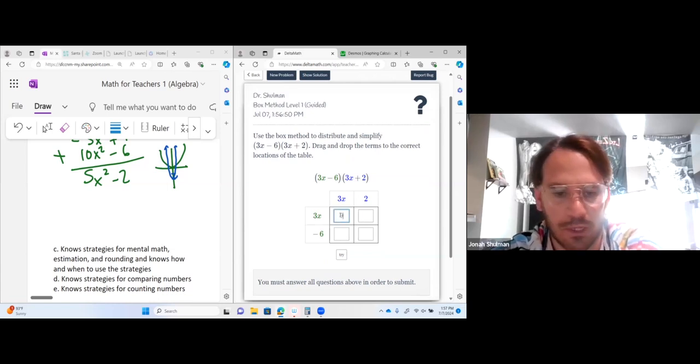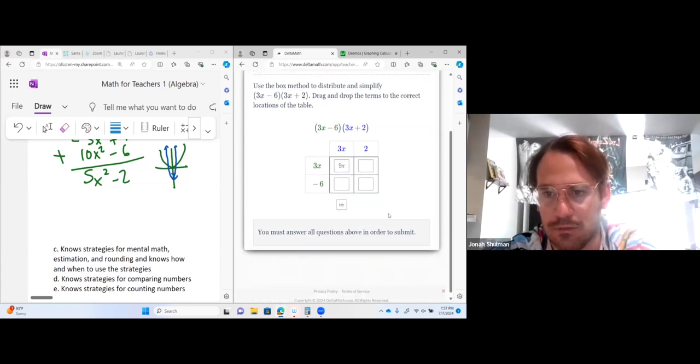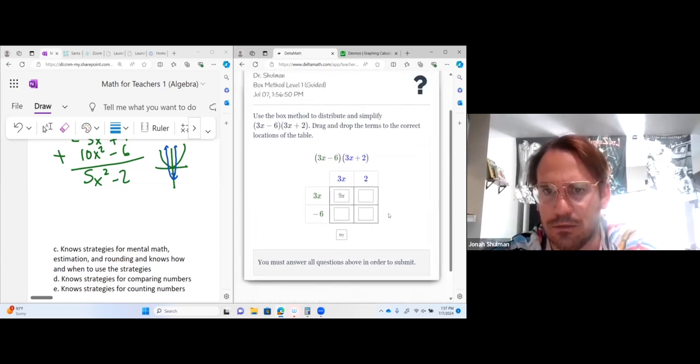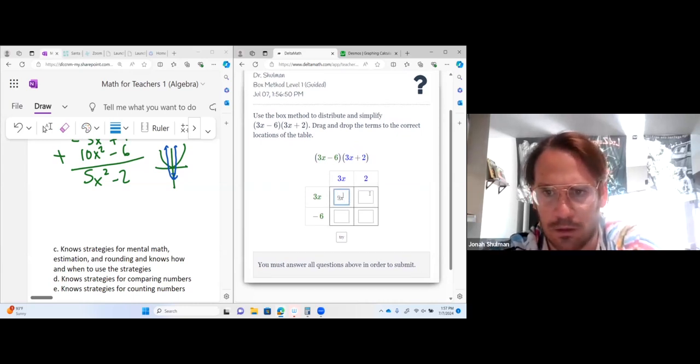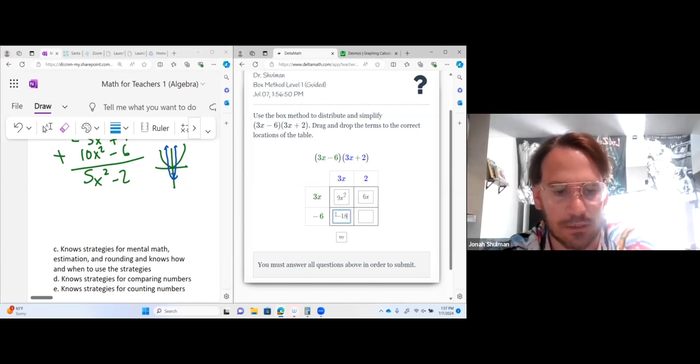Now I get to multiply 9x. I need to put a squared here. Do I just put another x here? Nice. If I hit shift 6, it brings it up. This is 6x. This is negative 18x, because negative 6 times 3x. And finally, negative 12.